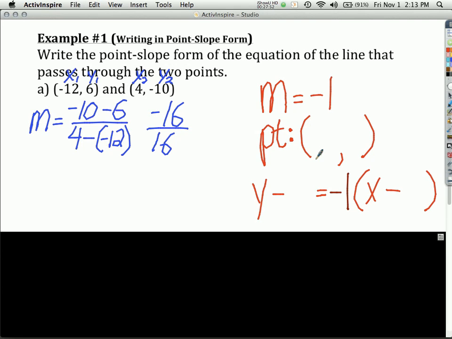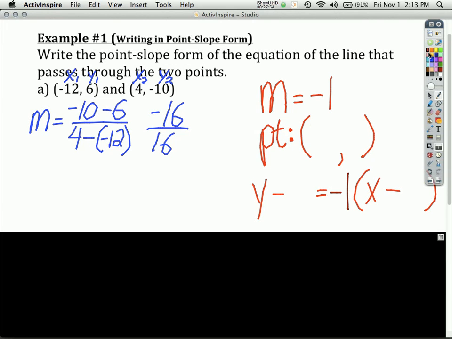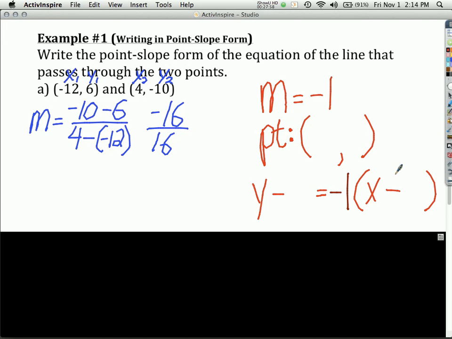But now we need the other piece of information. We need the point. So where are we going to get that from? Tristan? Yeah, they're right there. We got 2 choices. And here's what I meant by the fact that there's more than one possibility. It actually doesn't matter which point you choose. Both are correct, but you have to pick one. So we'll pick the first one. So the point is negative 12 comma 6.